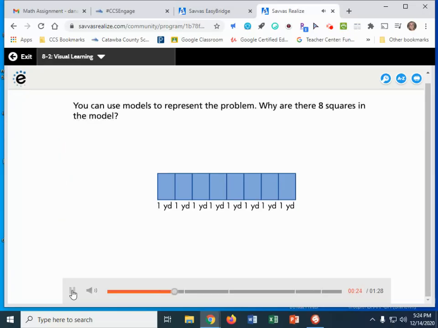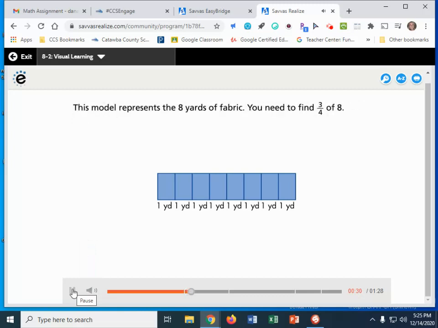You can use models to represent the problem. Why are there 8 squares in the model? All right, I believe if you will go back and look at the question in green at the top of page 338, we have 8 squares because she has 8 yards of fabric, and each square here is representing one of those yards. This model represents the 8 yards of fabric. You need to find 3/4 of 8.